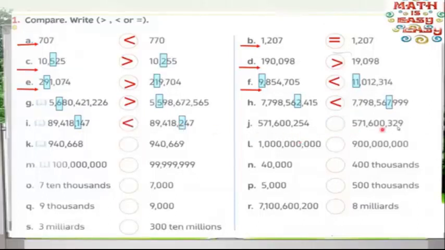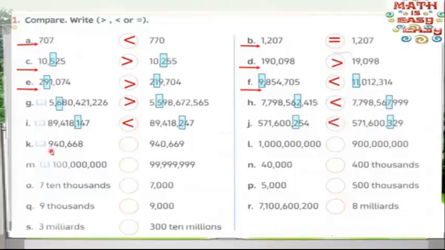3 periods. We have 3 periods here too. 571, 600 and 571, 600. They are the same. Go to the next period. We have 2 in hundreds, but here we have 3. 2 is less than 3 in the hundreds place, so write or choose less than. The first number is less than the second.